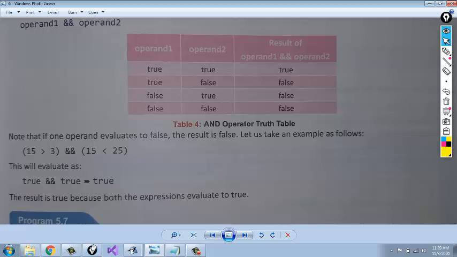So, why is it written true here? If the result of operand 1 is true, suppose in this example 15 greater than 3, that is true, here it will be true. If 15 greater than 3 is false, then the result of this operand 1 will be false. Here we can check the result of this one, 15 greater than 3, that is true. Then 15 less than 25, that is also true. So both operand 1 and operand 2 are true. So the result of this logical AND operation will also be true.